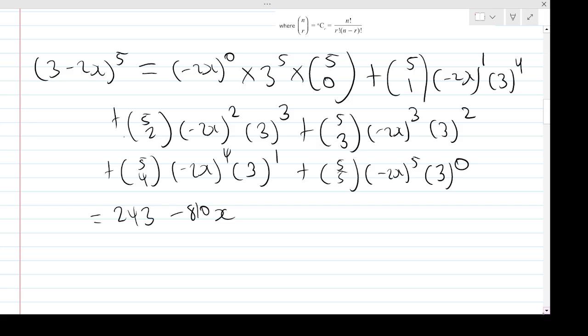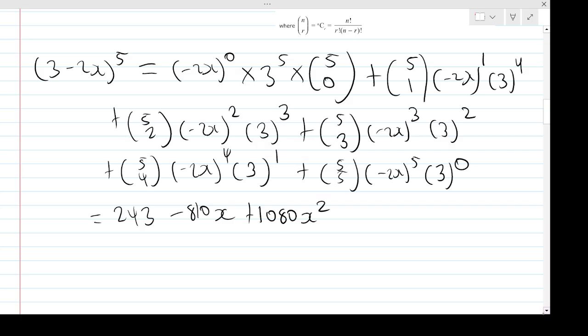Okay, then we've got this term. So now we've got minus 2x squared, but I'm going to do the coefficient first. I'll do it in order. So 5 choose 2, firstly, is 10. Then minus 2x squared, well minus 2 squared is 4, positive 4. So times that by 4 to get 40 then. Then times by 3 cubed, that would give me plus 1080, and that would then be x squared, okay?